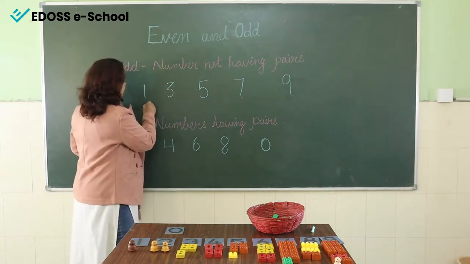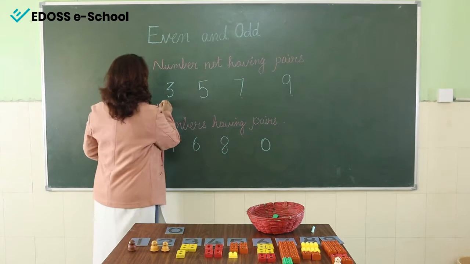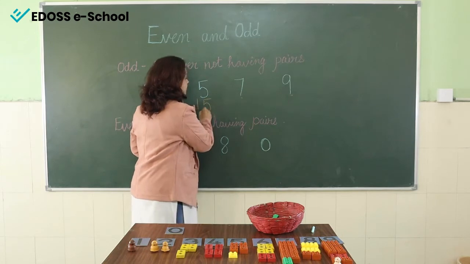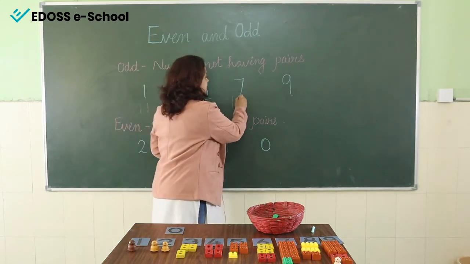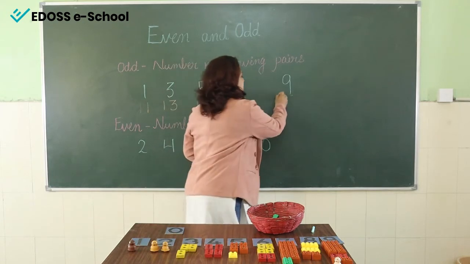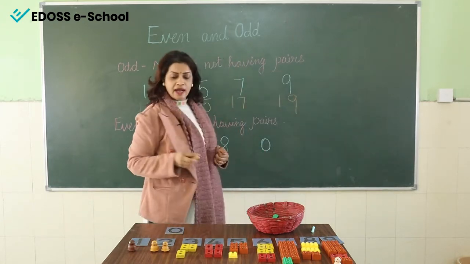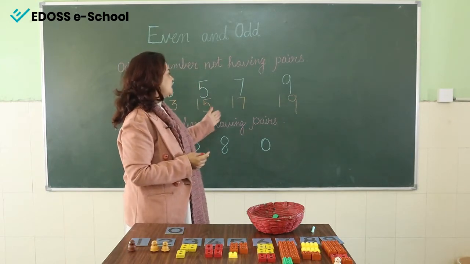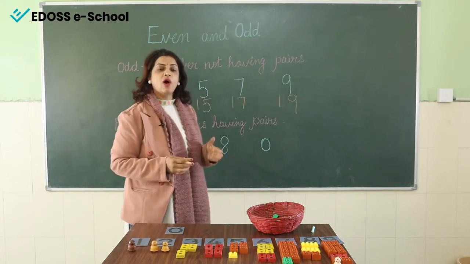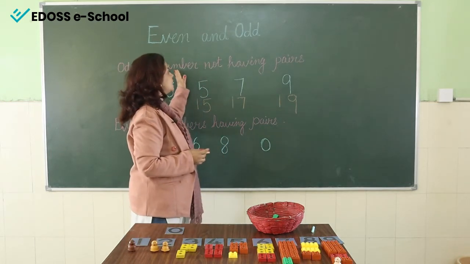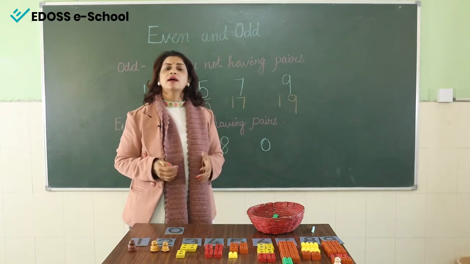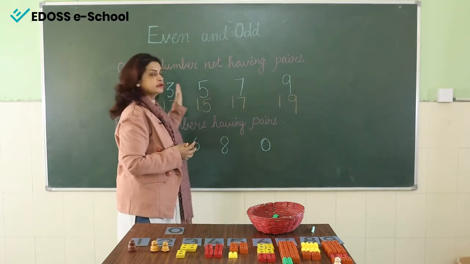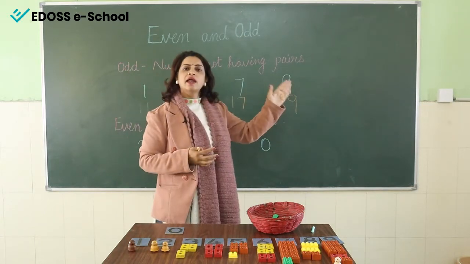That means again 11 will be an odd number, 13 will also be an odd number, 15 will also be an odd number, 17 an odd number, 19 again an odd number, and it will keep on moving like this. That means 21, 23, 25, 27, 29, all these will be odd numbers. So we can say that the numbers which do not have a complete pair are odd numbers, and they will be ending with 1, 3, 5, 7 and 9.